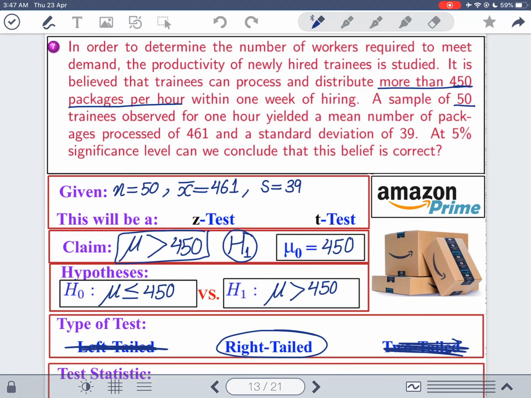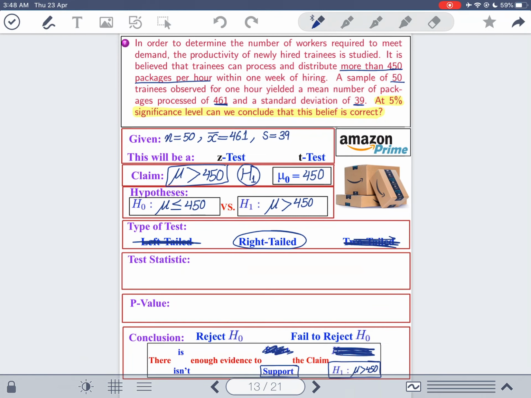So a sample of 50 observed, and then what? A sample mean of 461 and the standard deviation of 39. And now the question: at 5% significance level, can we conclude that this belief is correct? Okay, good. So this is the thing that we need to answer at the end. That would be our conclusion, and we will make a decision based on it.